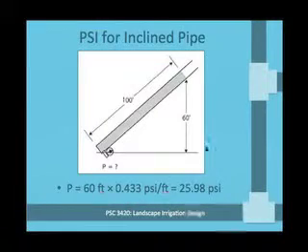So what you would do is, again, as I said in the beginning, elevation is what we're really focused on here. So we're not even really concerned with the fact that this is 100 feet of pipe. We're concerned with the fact that the elevation change from the top of the water to the bottom of the water is 60 feet vertical. So 60 feet times 0.433 psi per foot equals 25.98 psi. So the pressure being measured here is 25.98 psi.